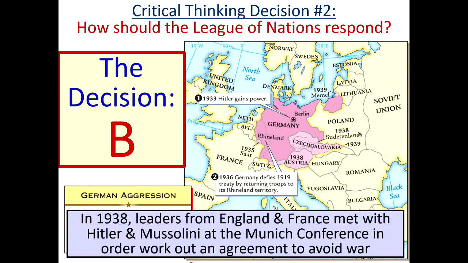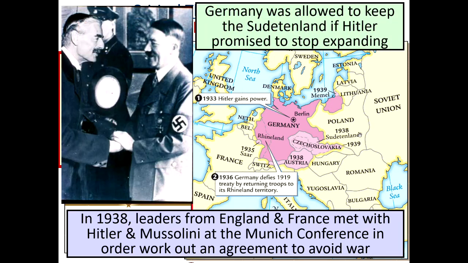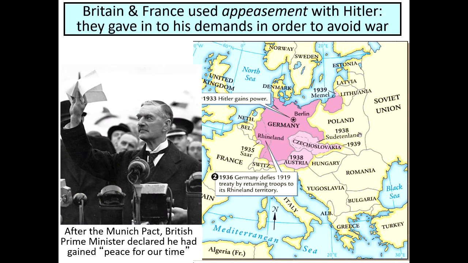The decision made was decision B. In 1938, leaders from England and France met with Hitler and Mussolini at the Munich Conference in order to work out an agreement to avoid war. Germany was allowed to keep the Sudetenland if Hitler promised to stop expanding. And of course, he made the promise.